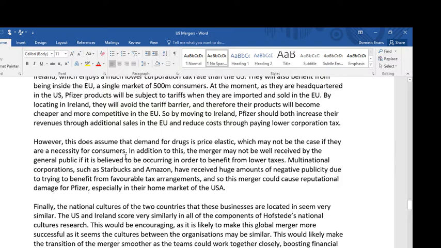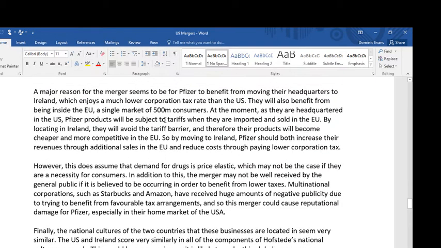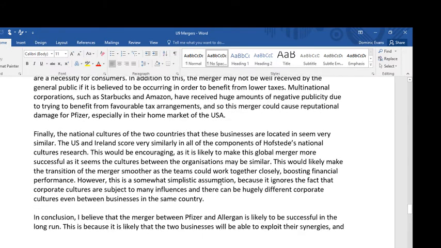buy them. In addition to this, the merger may not be well received by the general public if it is believed to be occurring in order to benefit from lower taxes. Multinational corporations such as Starbucks and Amazon have received huge amounts of negative publicity due to trying to benefit from favourable tax arrangements, so this merger could cause reputational damage for Pfizer, especially in their home market of the USA. So a bit of balance here about this move from the US to Ireland for Pfizer, which seems to be a major reason behind this merger.